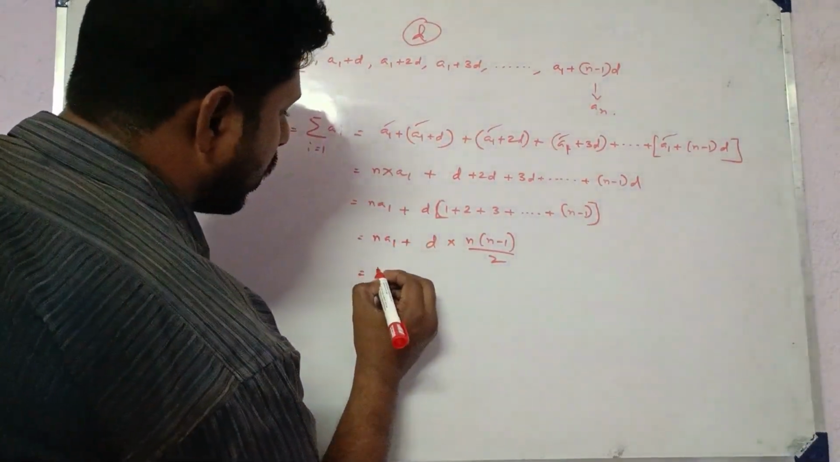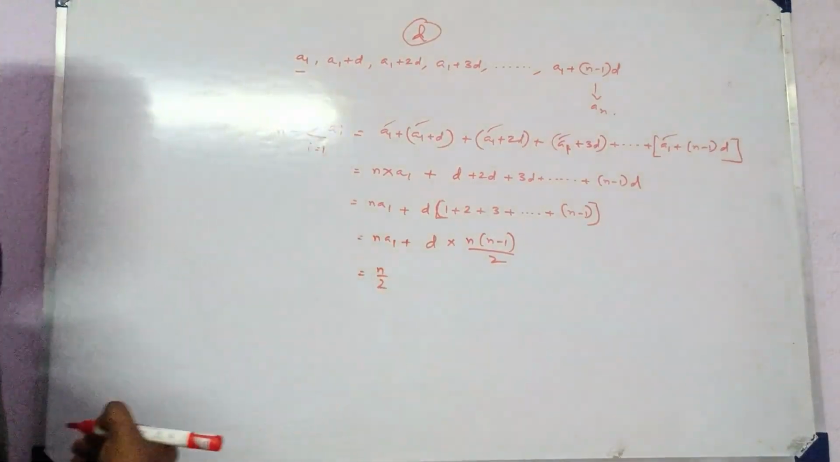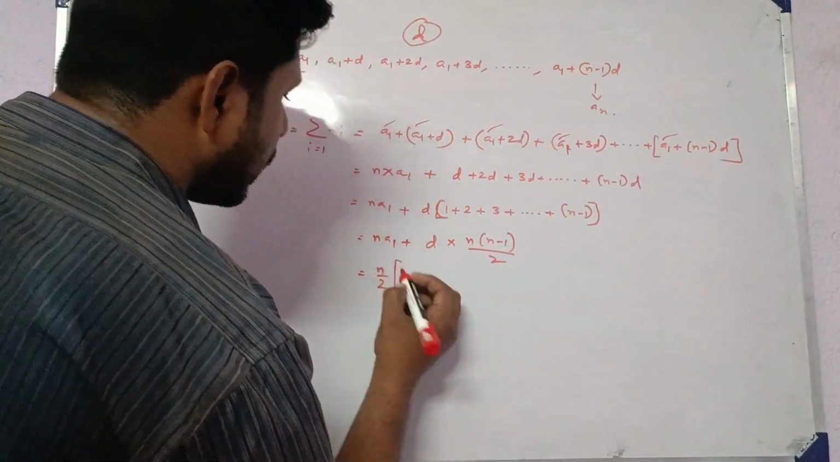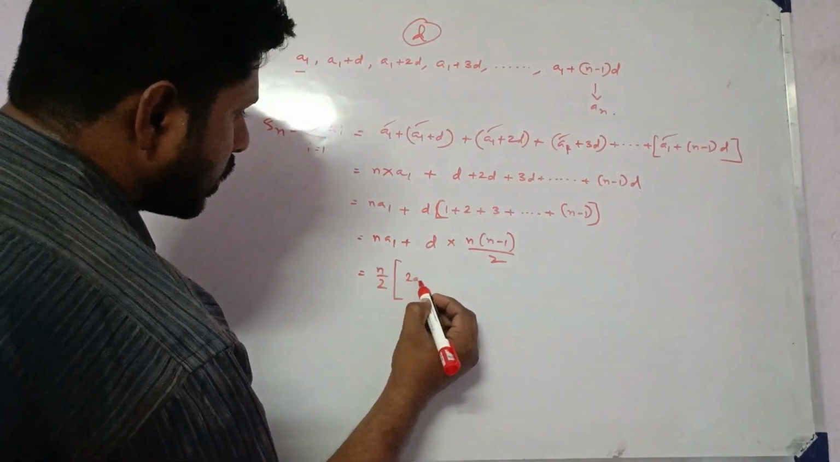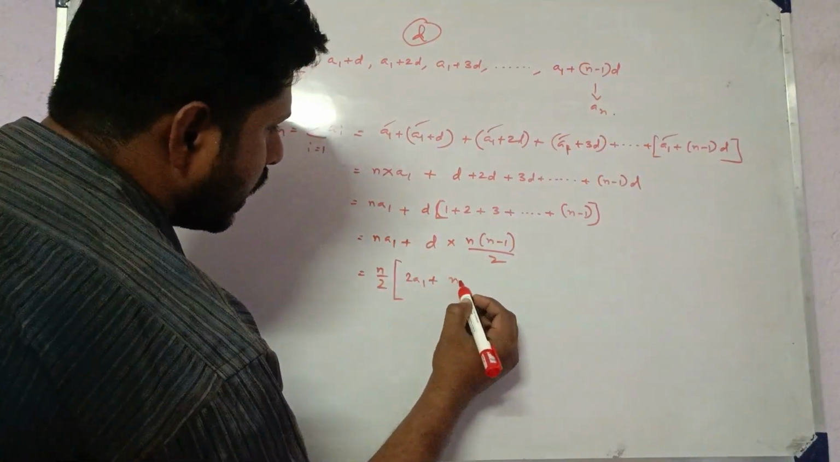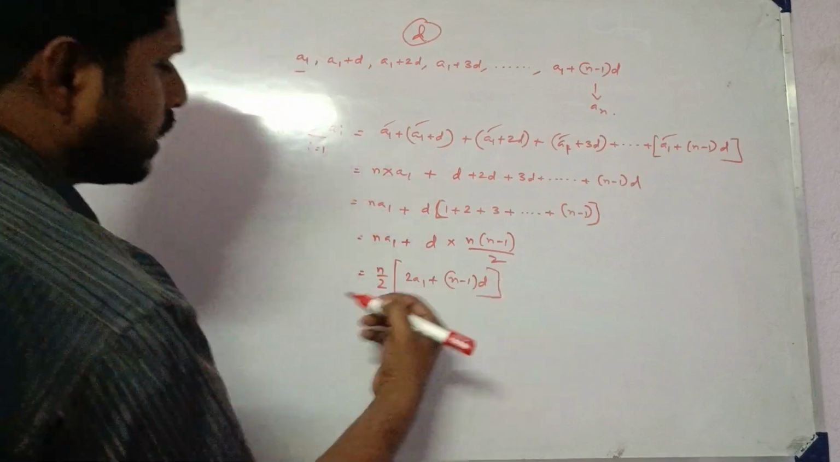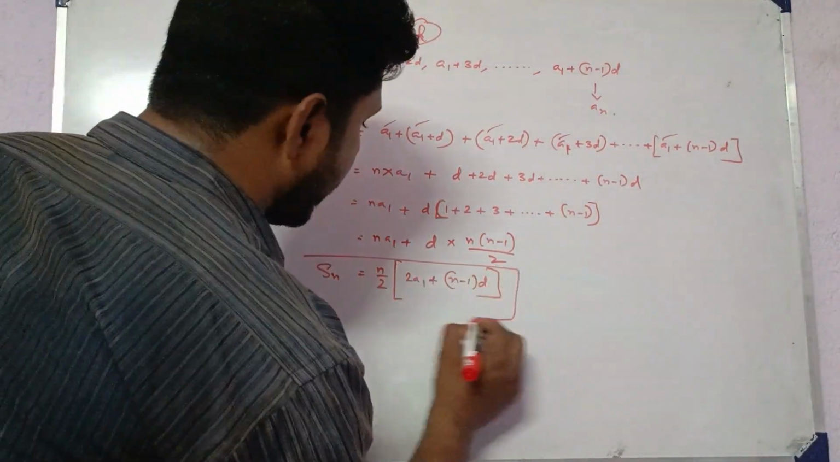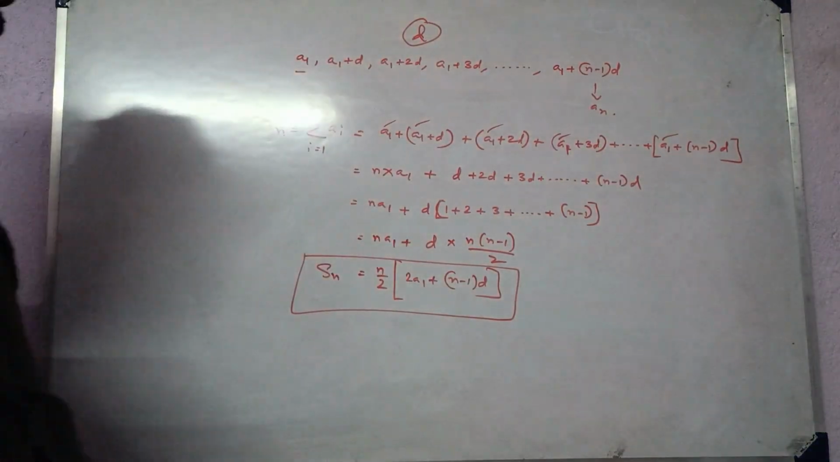Now taking n by 2 common. If I take n by 2 common, then from here 2 to the 2a1 and that is n minus 1 d. So Sn equals n by 2 times 2a1 plus n minus 1 d.